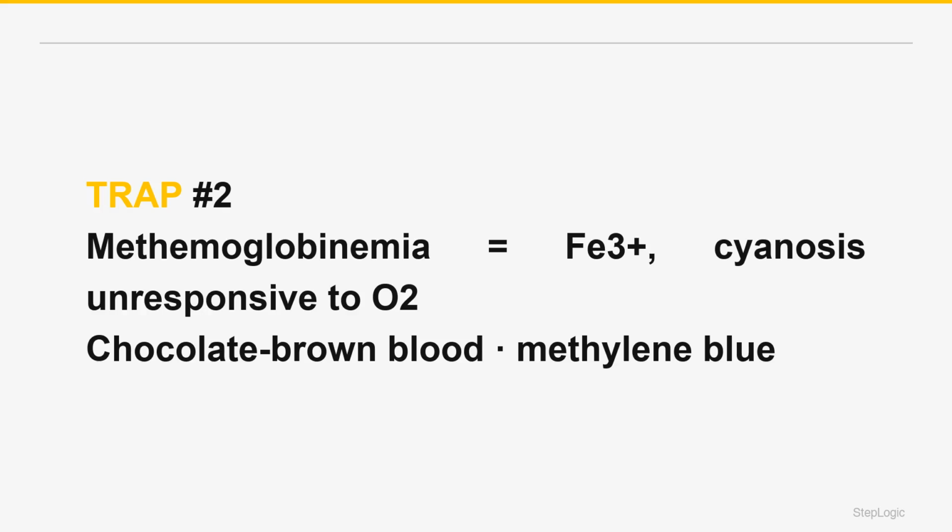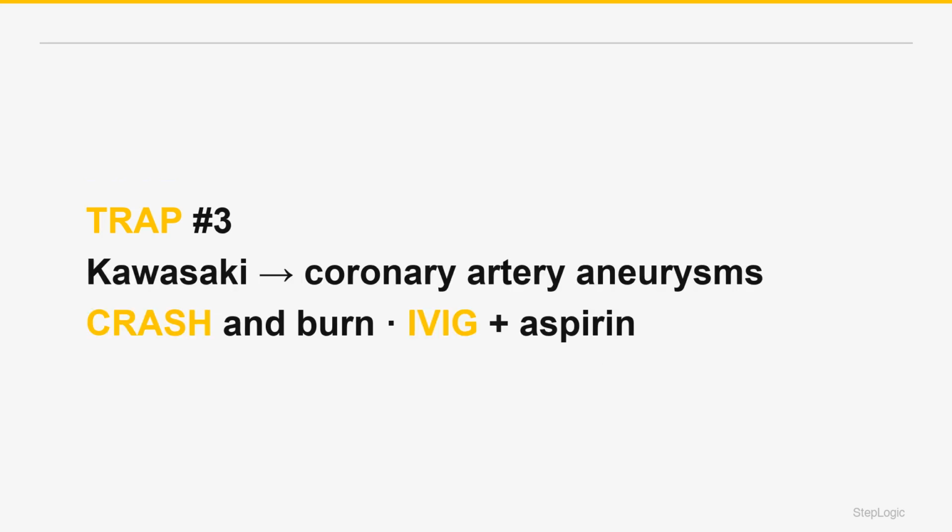Trap 2. Methemoglobinemia is ferric Fe3+ hemoglobin that can't carry oxygen. Cyanosis that doesn't improve with oxygen, chocolate brown blood, normal PaO2. Treat with methylene blue. Think benzocaine, dapsone, nitrites. Trap 3. Kawasaki disease in a young child: fever 5+ days with conjunctivitis, strawberry tongue, rash, hand-foot changes, and a cervical node. Risks coronary artery aneurysms. Treat with IVIG and aspirin, a rare pediatric aspirin exception.